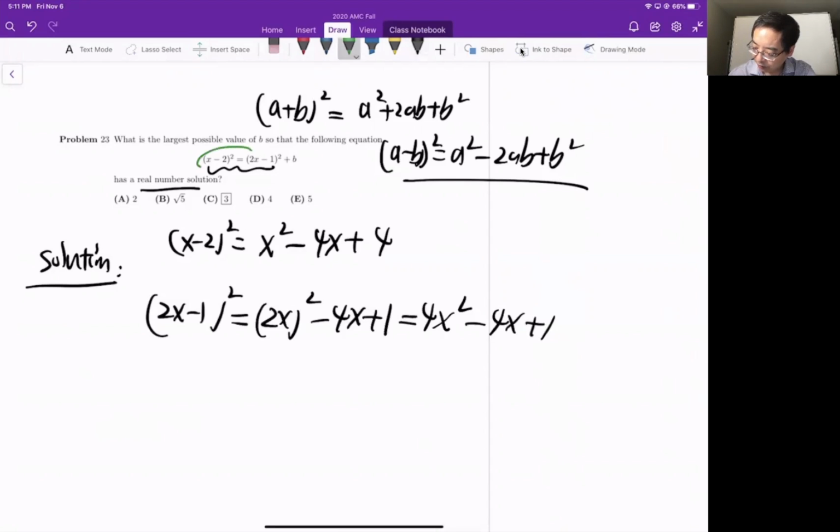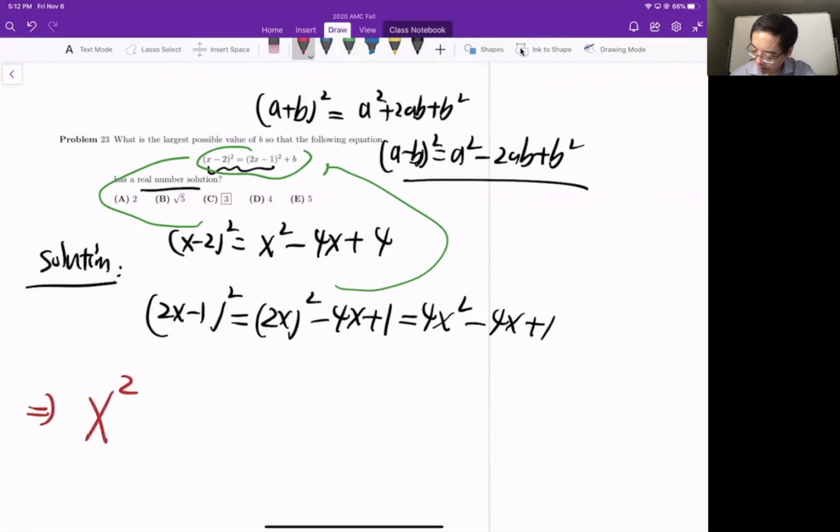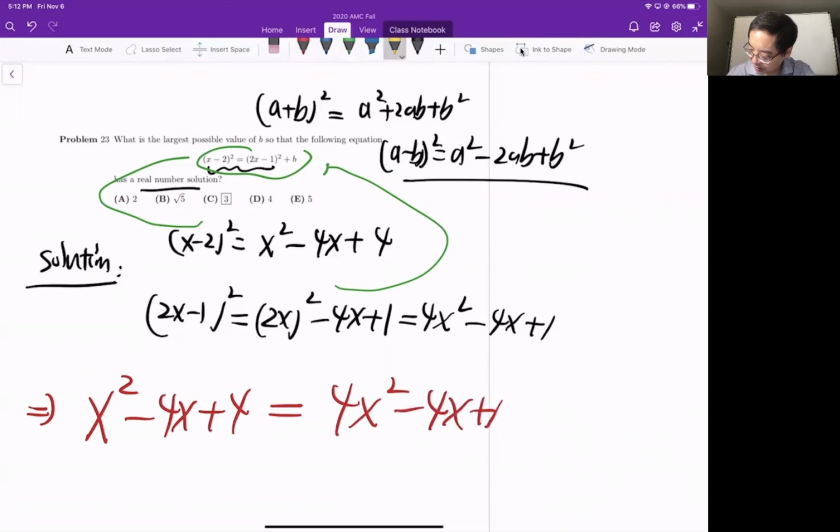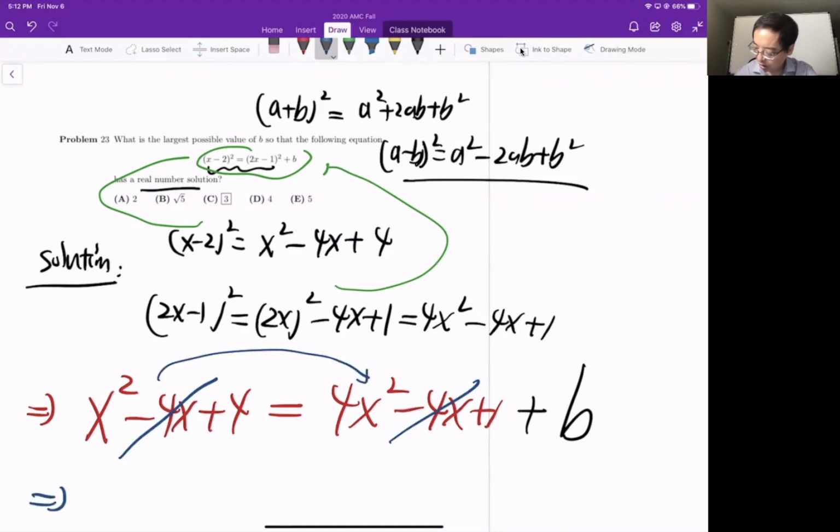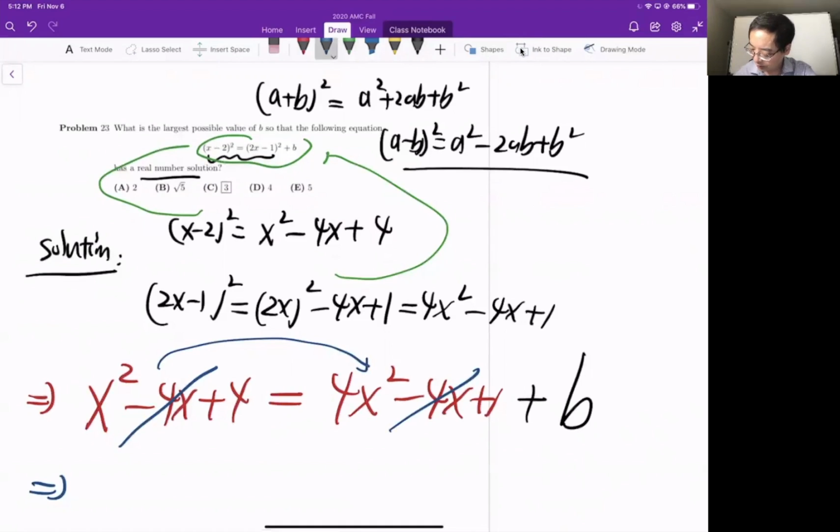Let's set up the equation. Let's plug this into here and that one into there. We get x squared minus 4x plus 4 equals 4x squared minus 4x plus 1, and then plus the b, right? Plus the b. Let's simplify. Minus 4x, they just cancel with each other. And I can move x squared to the right-hand side, right?